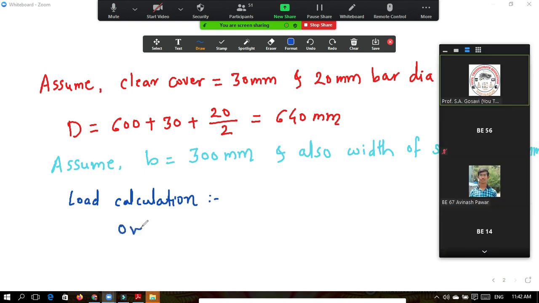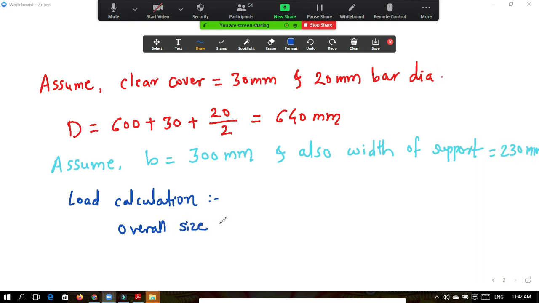Now our overall size of the section, it is 300 by 640 mm. This is our overall size of the section. Okay, 300 by 640 mm. This is our overall size of the section.